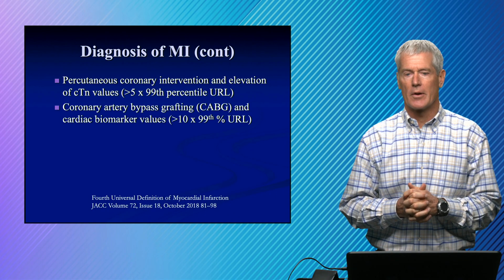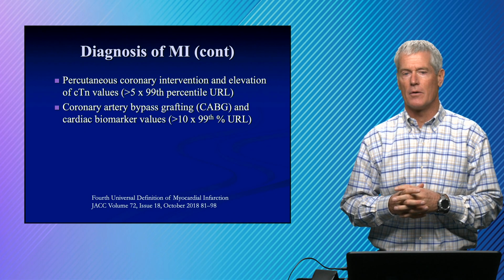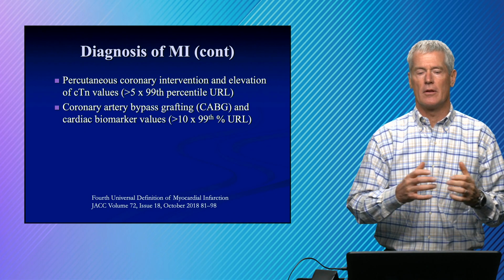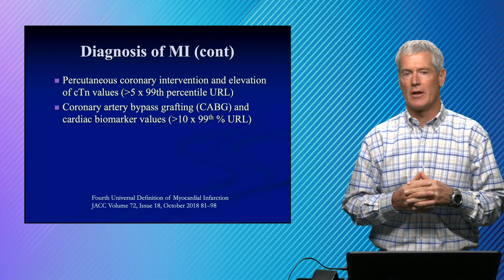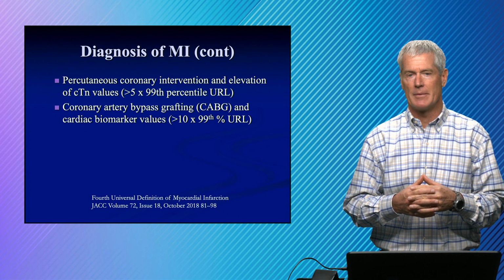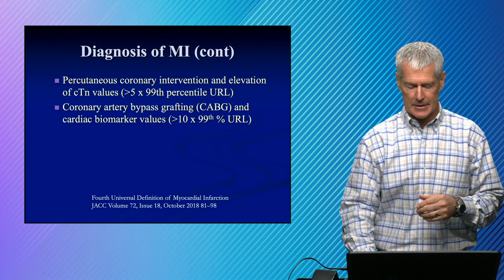A coronary artery bypass graft involves transplanting vessels into the myocardium, and consequently is a bit more invasive. And so instead of being 5 times the upper reference limit, it's 10 times the upper reference limit.